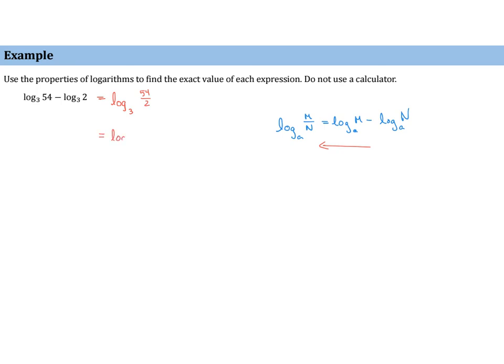So log base 3 of 27. But now, notice 27 is 3 cubed. So we have log base 3 of 3 cubed. So log base a of a to the r is just r. So what's the answer here? It's just 3.